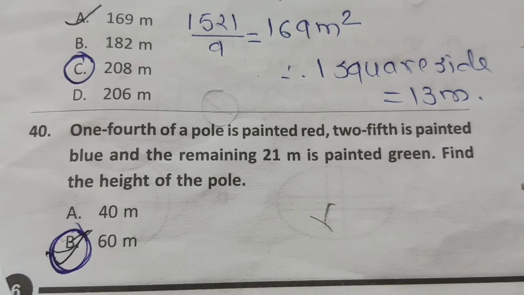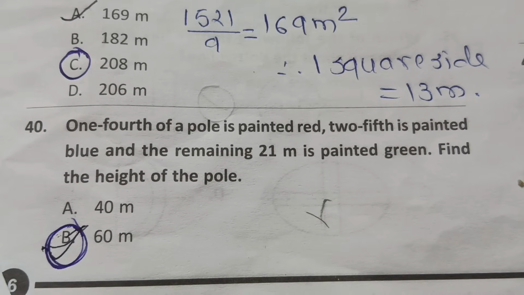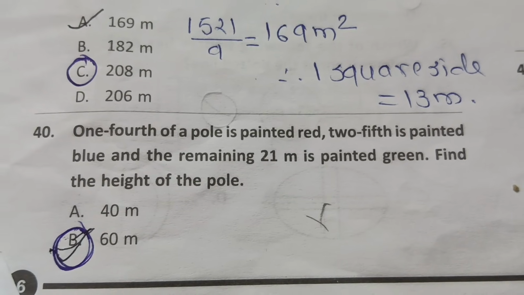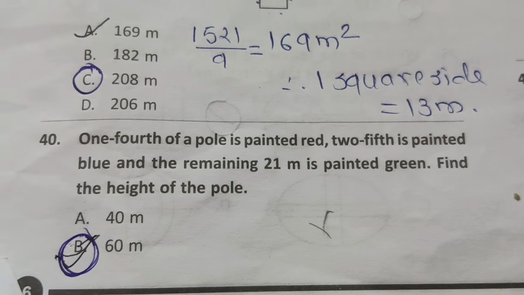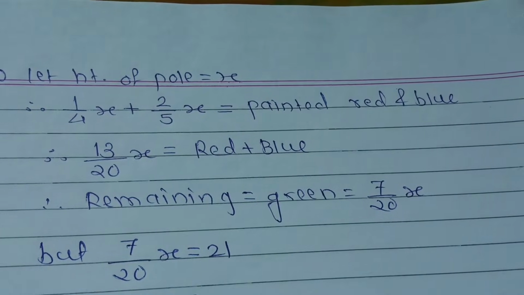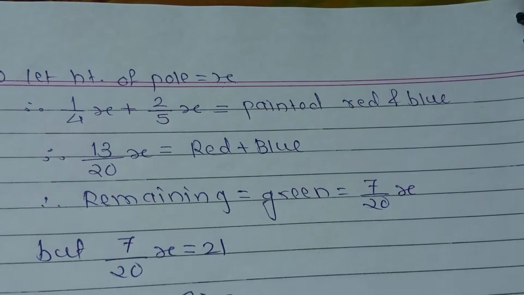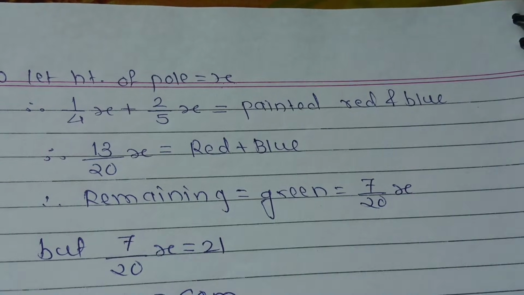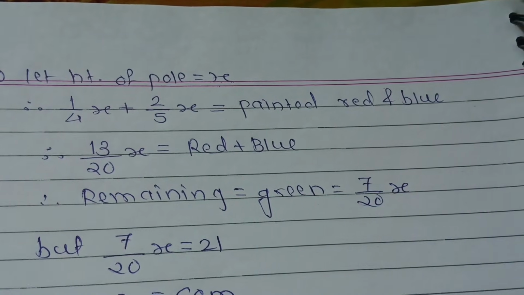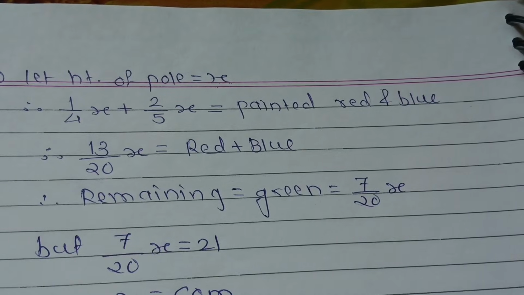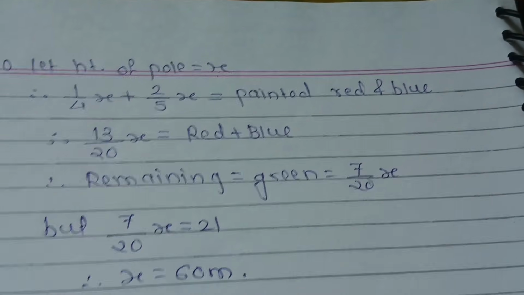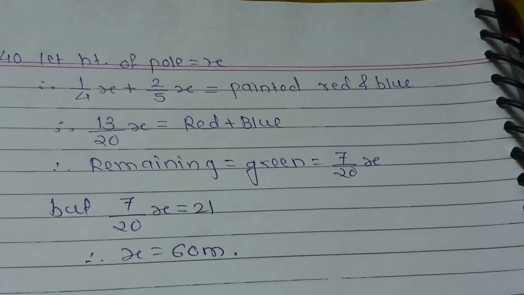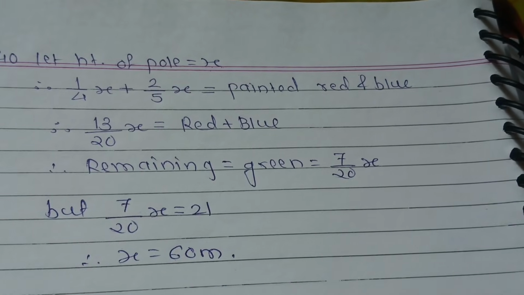Question number 40. 1/4 of a pole is painted red, 2/5 is painted blue, and the remaining 21 is painted green. Find the height of the pole. Let the height of the pole be x. To calculate red and blue together, we add 1/4 plus 2/5, that is 13/20 x. So the remaining green part is 7/20 x, but it is 21 meter. Equating these two, we get the value of x as 60 meter. Hence the height of the pole is 60 meter.